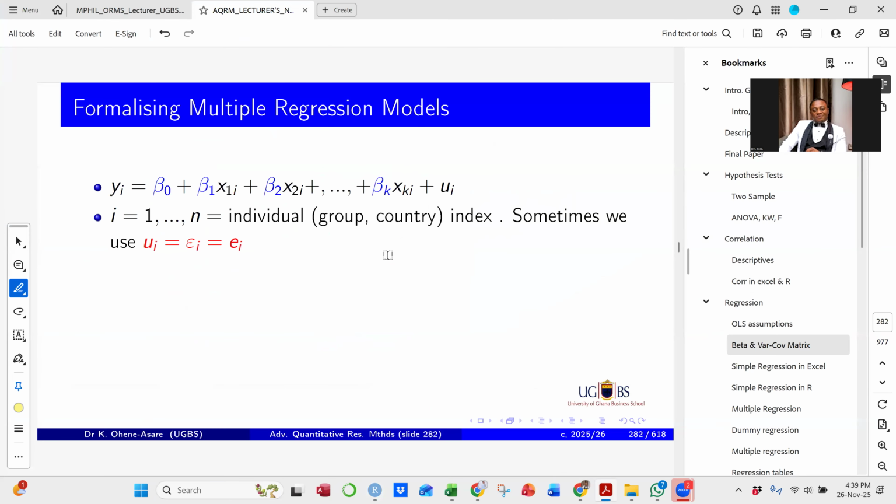Now, let's go to multiple regression. I'm not going to do R again. I'm just going to now teach you the theory of multiple regression. Pay attention. Any questions so far about it? Any question?